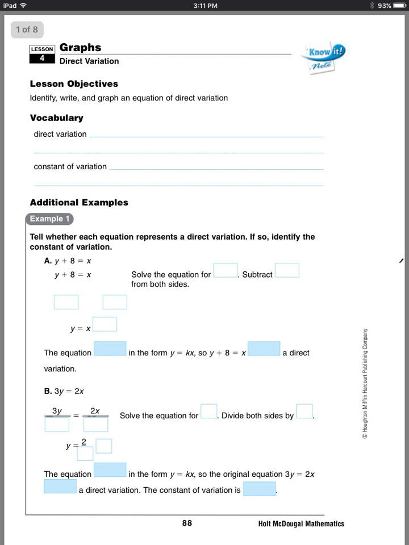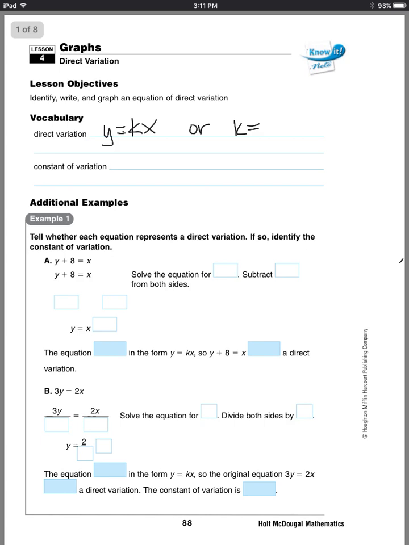Direct variation. Well, let me tell you what. Direct variation's just another fancy name for slope or rate of change. It's a linear relationship between two variables that can be written in the form y equals kx or k equals y over x. So those are very important formulas to remember for this lesson.